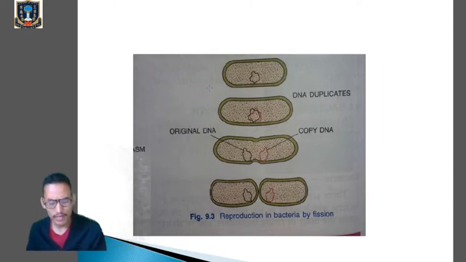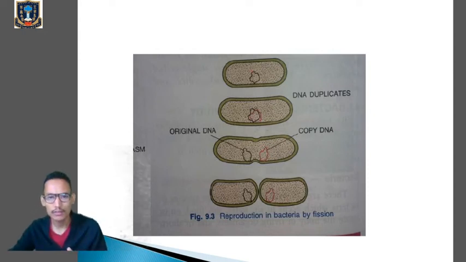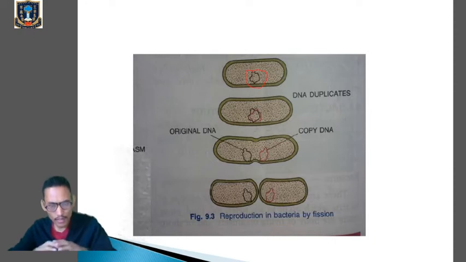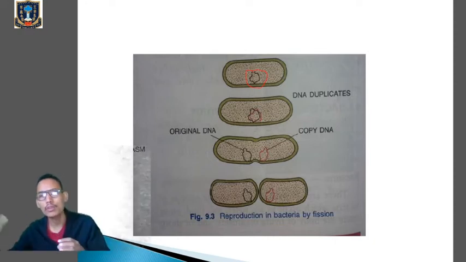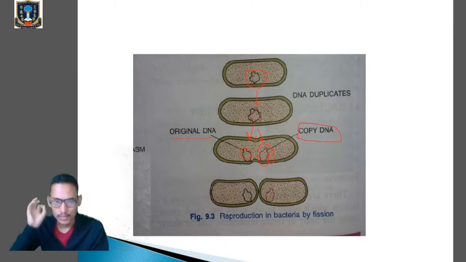So in this case, what I mean is that the circular DNA replicates. So you can see in the figure, this one is the circular DNA. The circular DNA replicates means it will form its own carbon copy. So you can see over here, the first copy and the second copy here. Okay, so the original DNA you can see over here, and this original DNA will replicate to form the new copy of DNA.